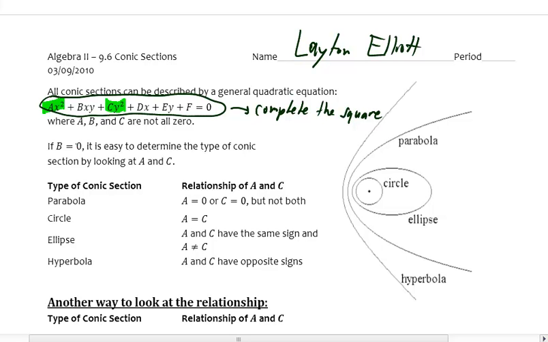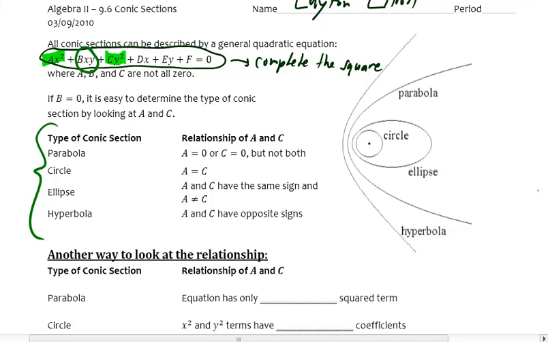Now, if b is equal to 0, meaning we don't have an xy term, then we have our 4 types of conics, and this is what we've been doing. We have the parabola, we have the circle, we have the ellipse, and we have the hyperbola. So let's look at our special cases.